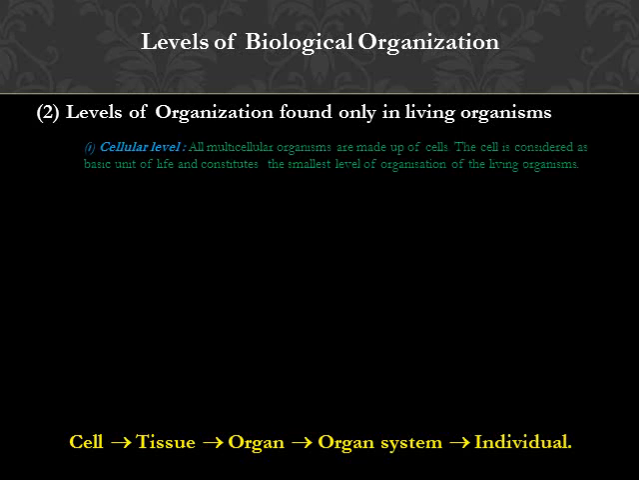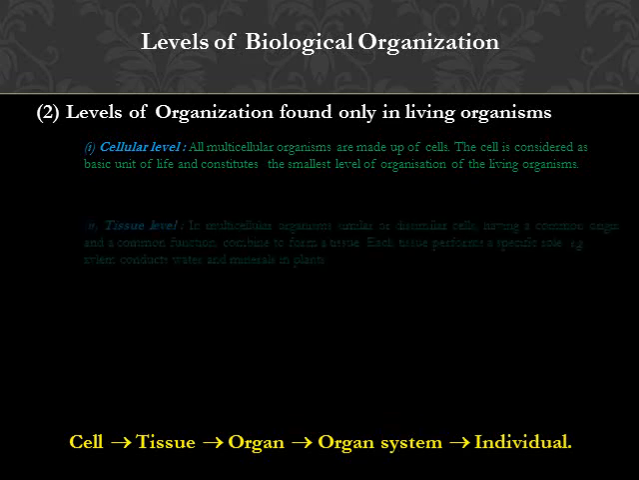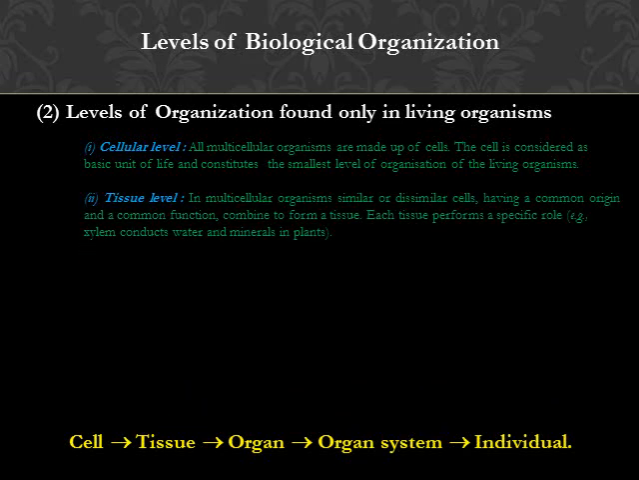Fine. So our first level is cellular level. Now all multicellular organisms are made up of cells, and the cell is considered as the basic unit of life and constitutes the smallest level of organization of the living organism. Second, tissue level. Multicellular organism. In multicellular organisms, cells similar or dissimilar which have a common origin and common function combine to form tissue which performs a specific role.